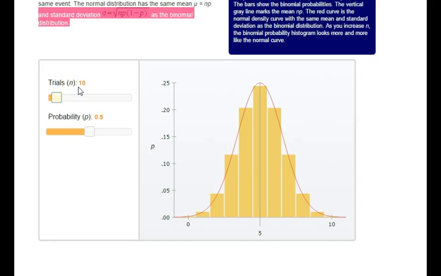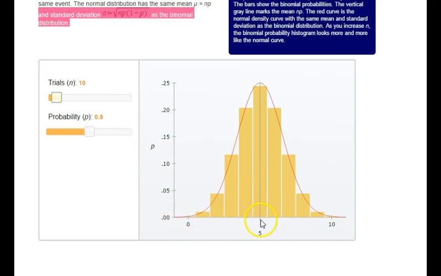So the expected number of successes would be 50% of 10, or about 5. So we see that we're centered at 5. Sometimes we get more than 5 successes, sometimes less, but it's very unlikely to get 10 successes when the probability of success is 0.5.